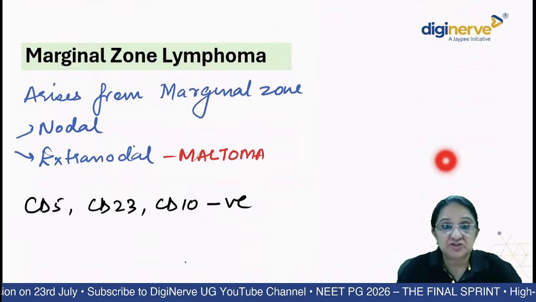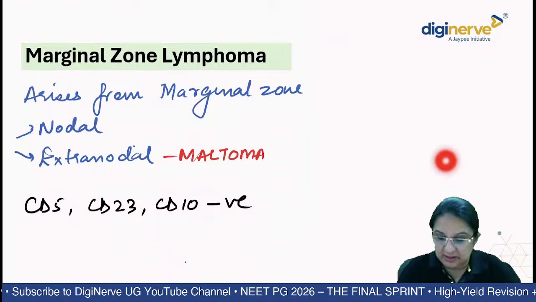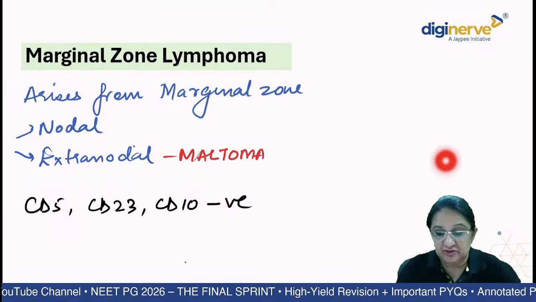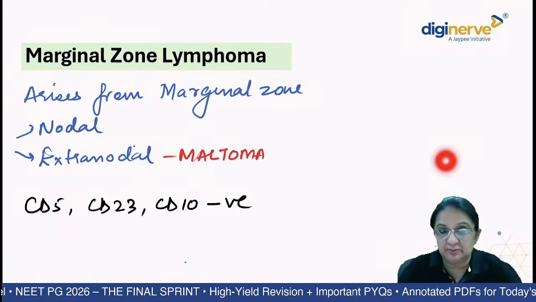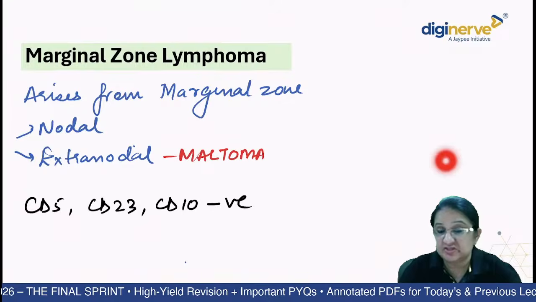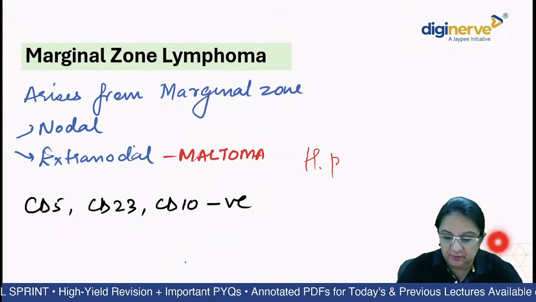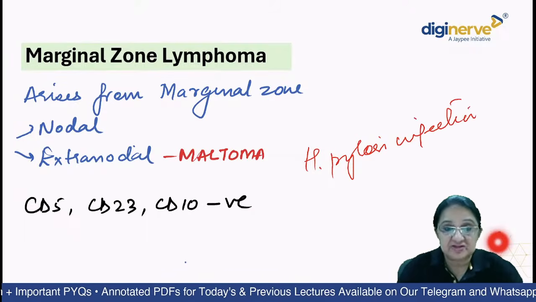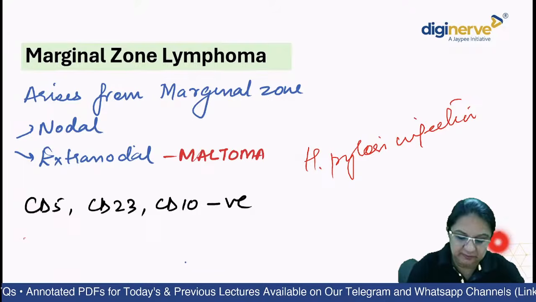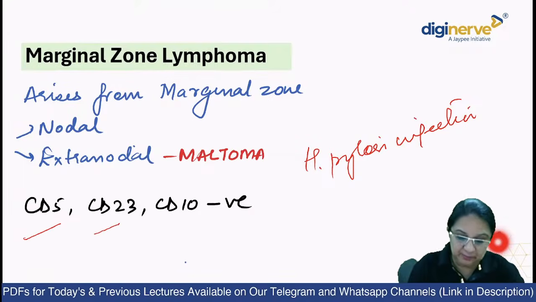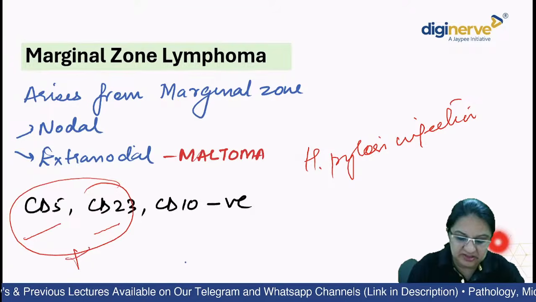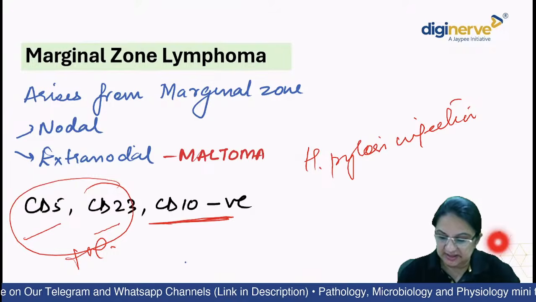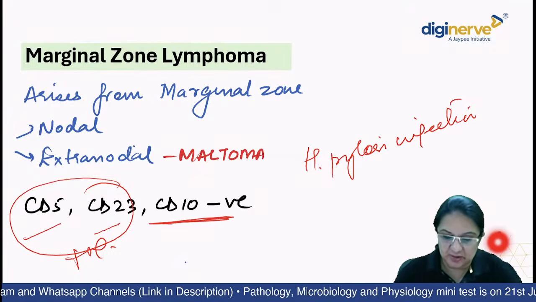Now, marginal zone lymphoma arising from the marginal zone, right? Nodal marginal zone lymphoma, and extranodal from the gastric mucosa. You can have gastric MALToma, which is associated with H. pylori infection. H. pylori infection does predispose to gastric MALTomas, right? Here they will be CD5 and CD23 negative, CD10 negative, right? CD10 negative. So this is marginal zone lymphoma.